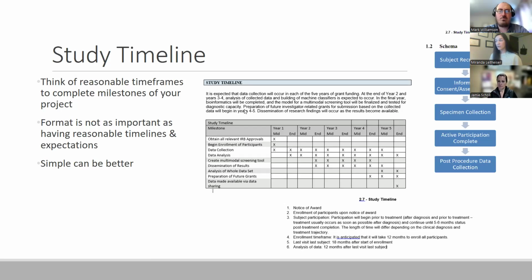Simple can be better to not get yourself into a pickle if you make unreasonable timeframes. However, you can be as detailed as you think appropriately needed for your grant submission in your project. I provided a couple of different examples here. You can do a table, you can do a flow chart, or you can just simply put in terms of 1 through 6 when you think things will occur and how long they will take on your project.